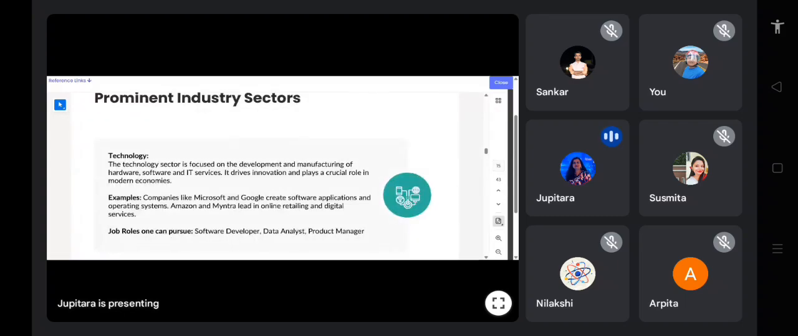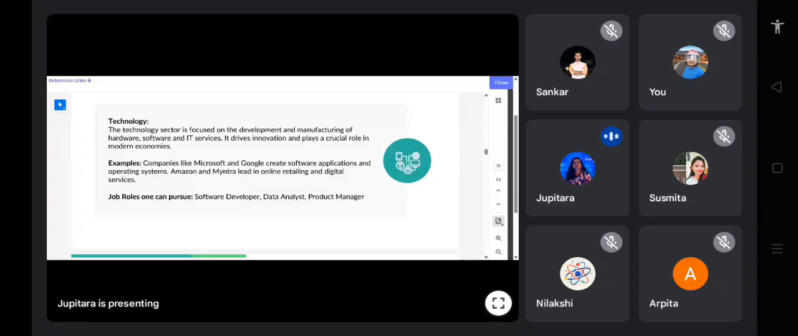Now we'll move on to the prominent industry sectors which are prevalent in our country, and it is important to know these industries. Why? Because these industries are the most employable sectors. Okay. Technology. Technology is one of the sectors which has been providing jobs for almost 10 years now. From the time the internet has boomed in the world, it has given a lot of opportunities to different kinds of people, and it has evolved a lot, right?